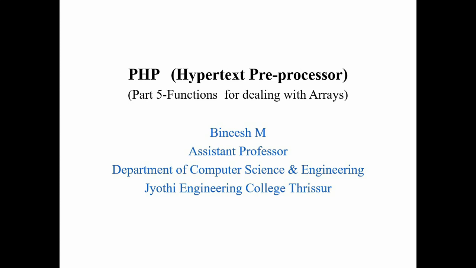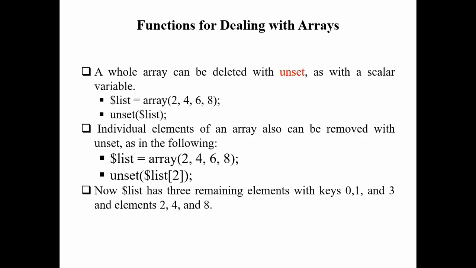So moving to the section, the whole array can be deleted with unset. The first function to deal with is the unset function. This is used to unset a particular value, and it is applicable to a scalar variable also. Whenever we have an array, for example an array list created with the values 2, 4, 6, 8, I can completely delete that array. I simply use the function unset, and within that I pass the name of the array as an argument.